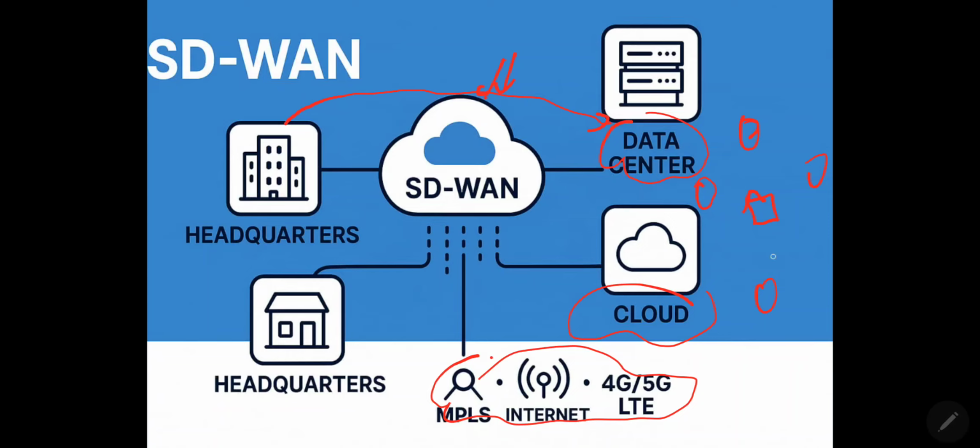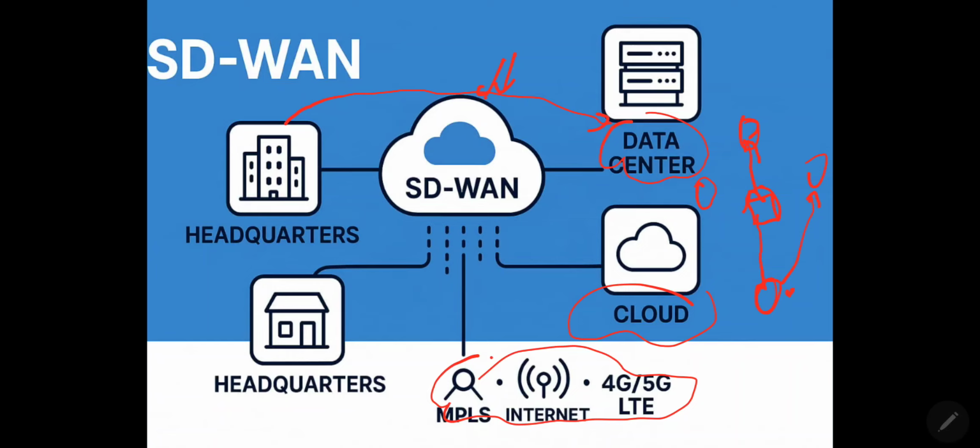In traditional WAN, you have to go through the headquarters to transfer data from here to here. But with SD-WAN, you can transfer your data from this branch to this branch directly. This is the difference between SD-WAN, software defined WAN, and traditional WAN. Okay, I hope you understand the concept of SD-WAN.